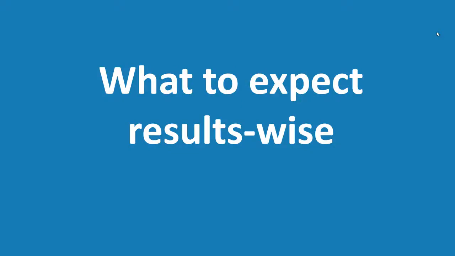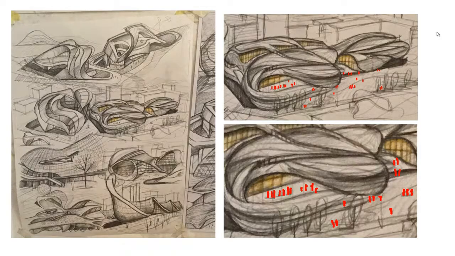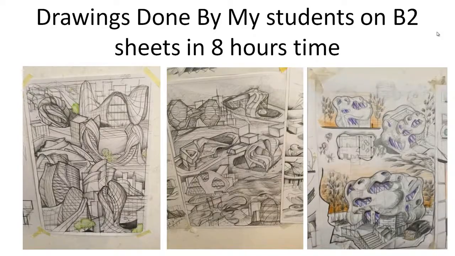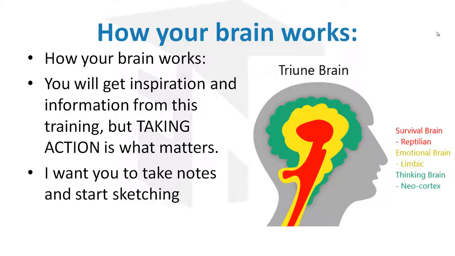So what to expect results wise? Well, stuff like this. These are the types of drawings done by my students. B2 paper, which is large paper. It's done in basically 8 hours time. Okay, it's quite interesting. One thing I want you to know is how your brain works.